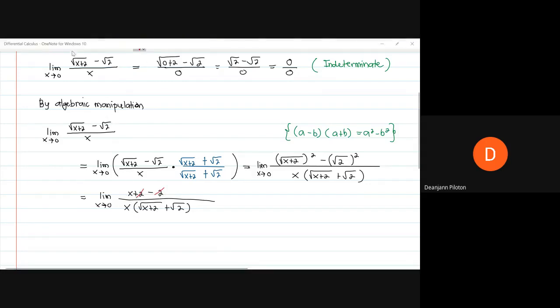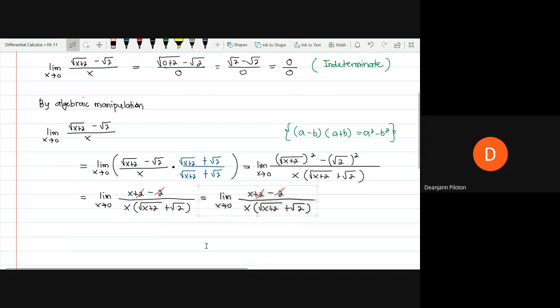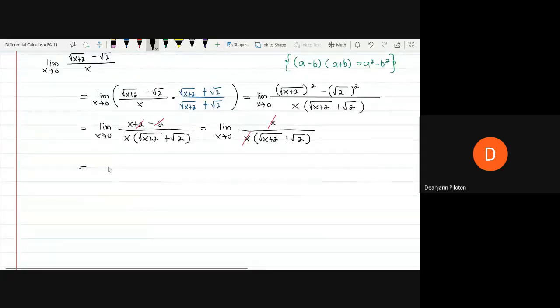Okay, let me rewrite that. The x will cancel. So what remains is 1 over square root of x plus 2 plus square root of 2. Okay, did you follow the simplification?